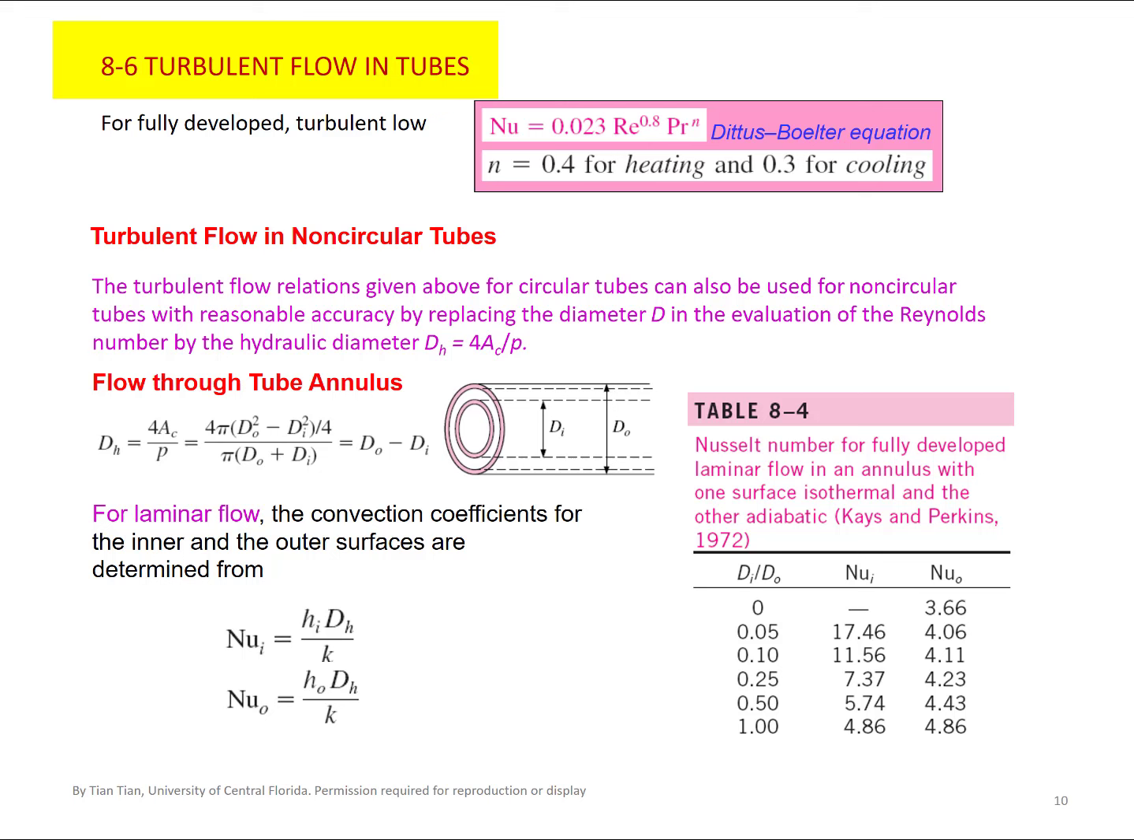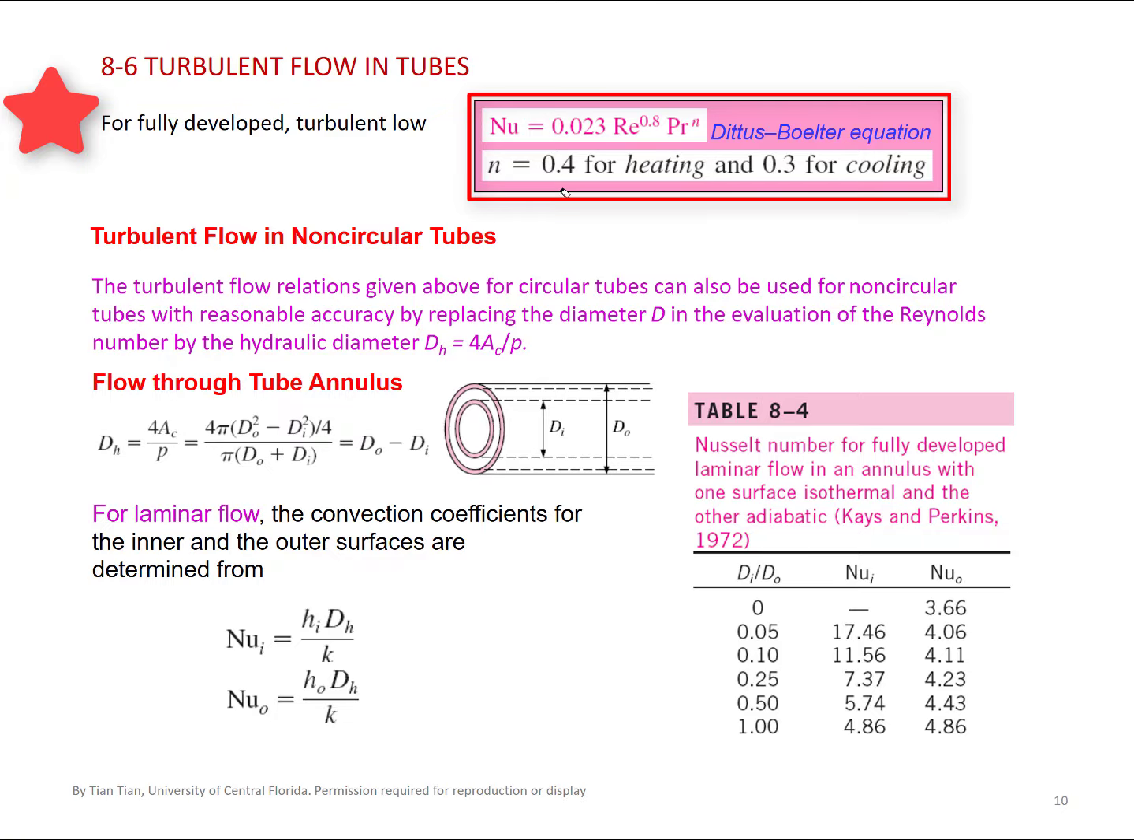The correlation for fully developed turbulent flow has a compact form. It's called the Dittus-Boelter correlation. Note, if the fluid is heated by the surface, n is 0.4. If the fluid is cooled by the surface, the value of n is 0.3. This Dittus-Boelter correlation can also be used for non-circular tubes by replacing the diameter D with the hydraulic diameter.